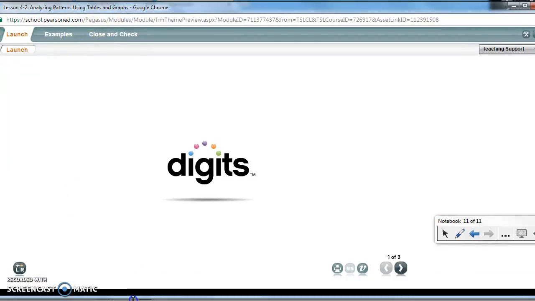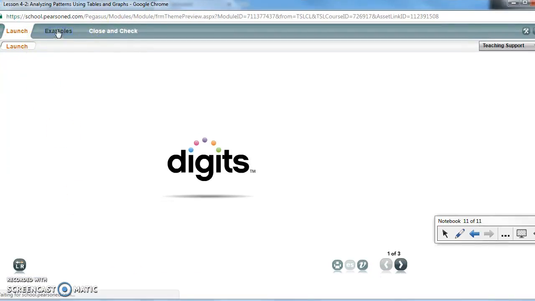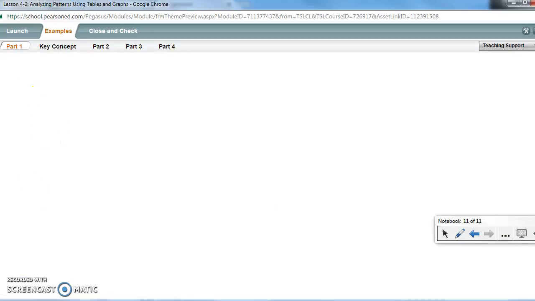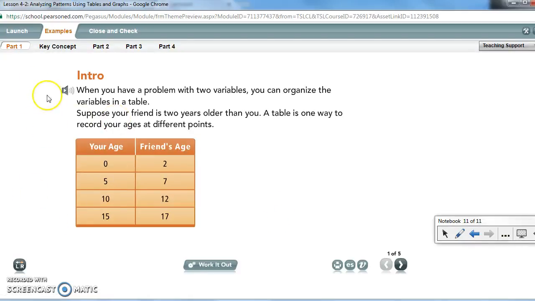Okay, so today we're going to be looking at 4.2, and it's all about analyzing patterns using graphs and tables, which is super interesting and fun. When you have a problem with two variables, you can organize the variables in a table. Suppose your friend is 2 years older than you. A table is one way to record your ages at different points.